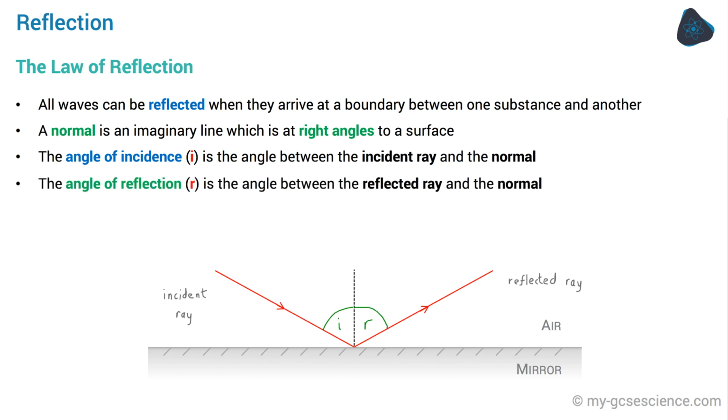reflection, R. No matter what type of wave we're dealing with, and whatever the surface, the angle of incidence is always equal to the angle of reflection. This statement is called the law of reflection.